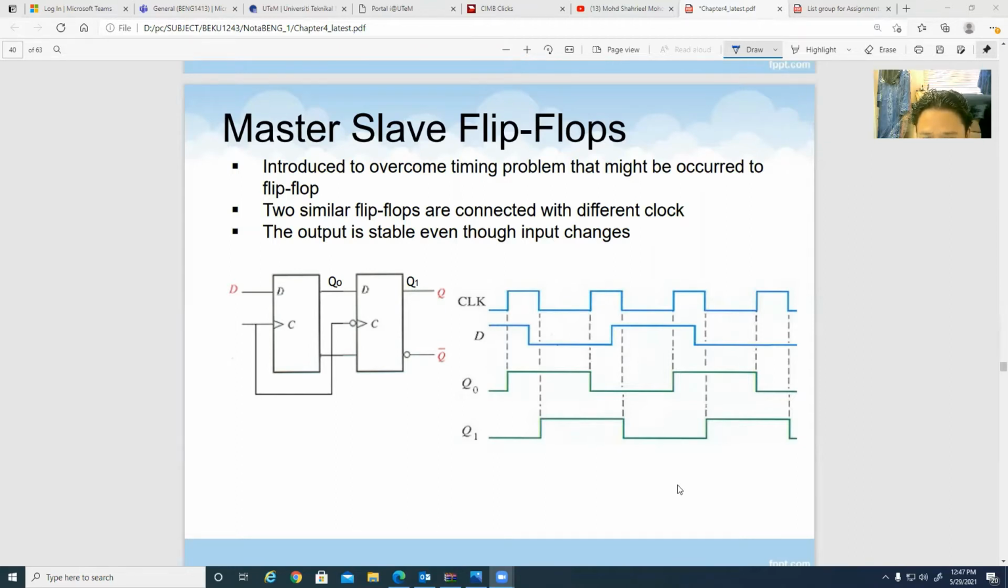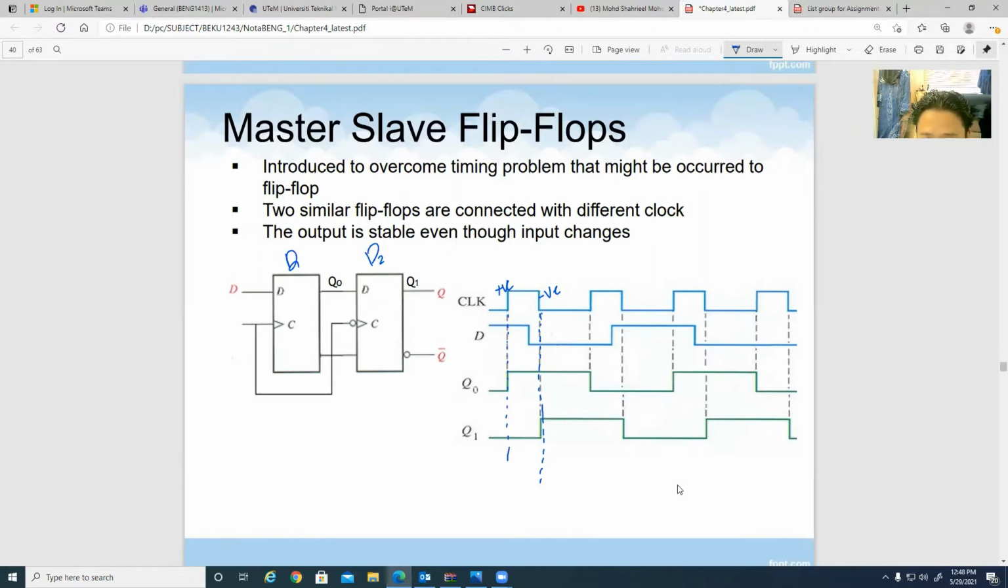As you remember from the last lecture, this one is positive because there is no bubble here. So this is a positive edge trigger, and here we have the bubble, so we refer to it as the negative edge trigger, as you can see in the clock. So that's why we have two types of activation. The positive edge trigger is declared as D1 and this one is D2, flip-flop 1 and flip-flop 2. Flip-flop D2 refers to the negative edge trigger, and D1 refers to the positive edge trigger.